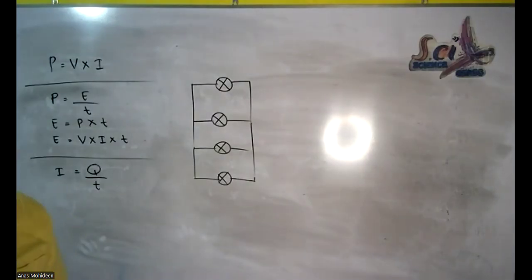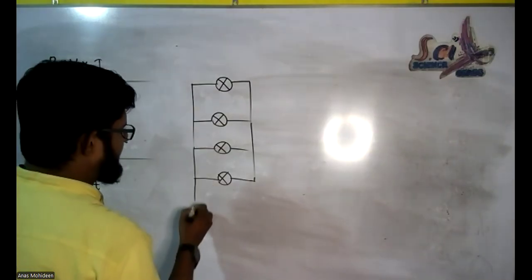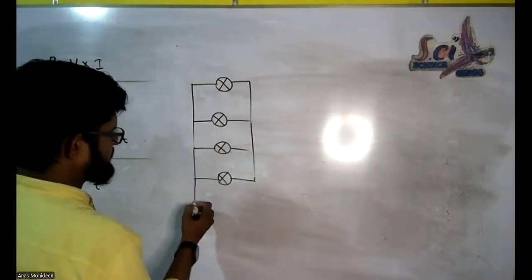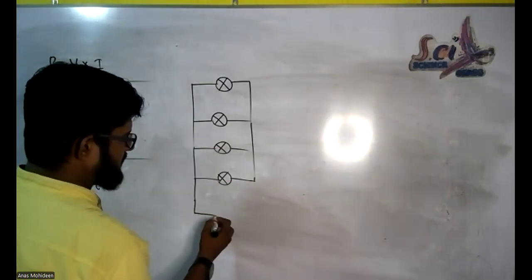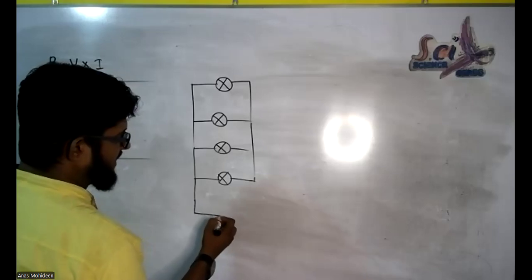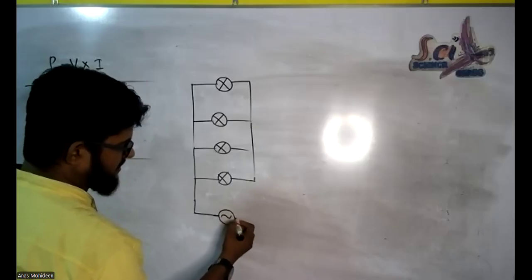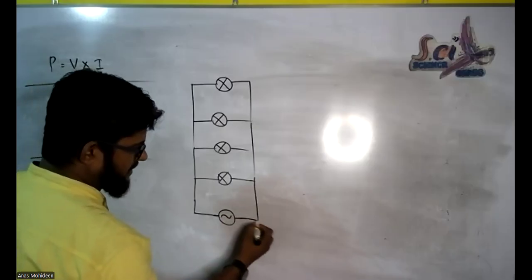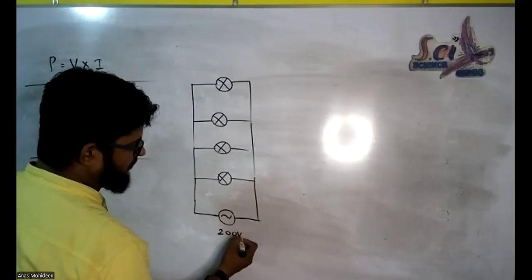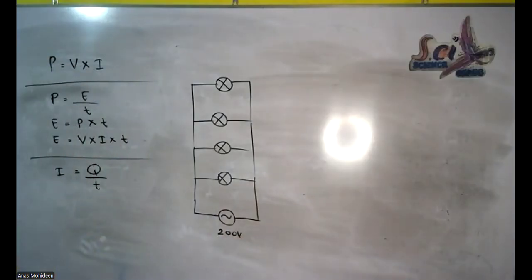What else does the question say? The question says further, supplied at 200-volt AC supply. I can take the supply here. AC supply, I can't show dry cells. I will show it with this symbol, a sinusoidal symbol. Okay. And this is 200 volt. All the lamps are in parallel.